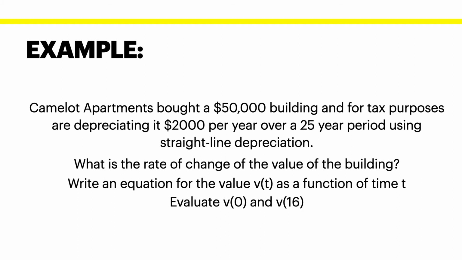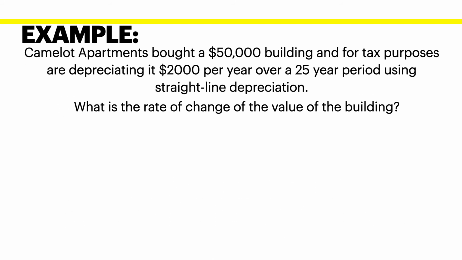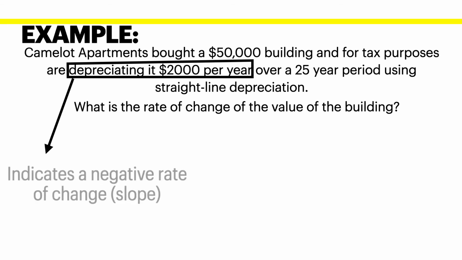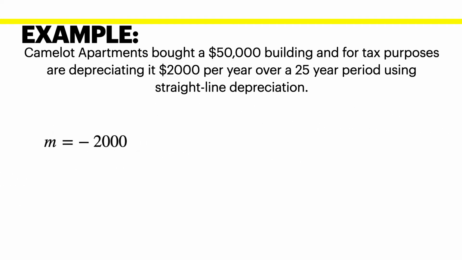Okay, let's analyze this question first. Let's answer the first question: what is the rate of change of the value of the building? First, there's a clue in the question, and that is something mentioned here. It's depreciating $2,000 per year. That indicates a negative slope, or a negative rate of change. It means that our slope is decreasing. So we have an m, and it's going to be negative 2,000. So that's cool. We already have the slope. First question answered.